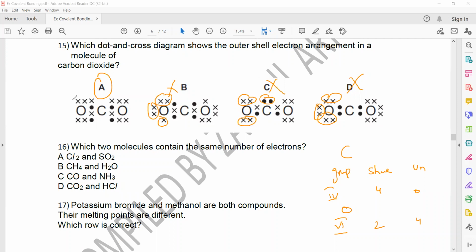A is the right answer, in which oxygen has 4 unshared and 2 shared electrons between the carbon and oxygen. And the same thing on the other side, 4 unshared and 2 shared, which are drawn between the atoms.